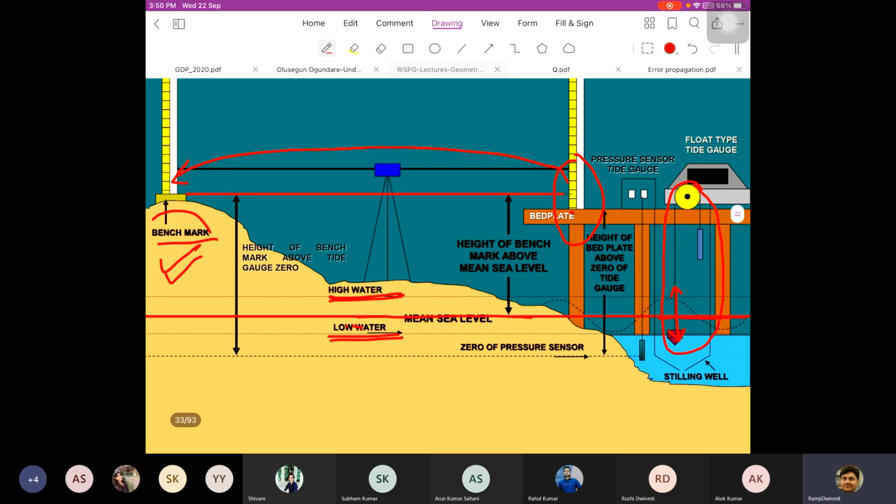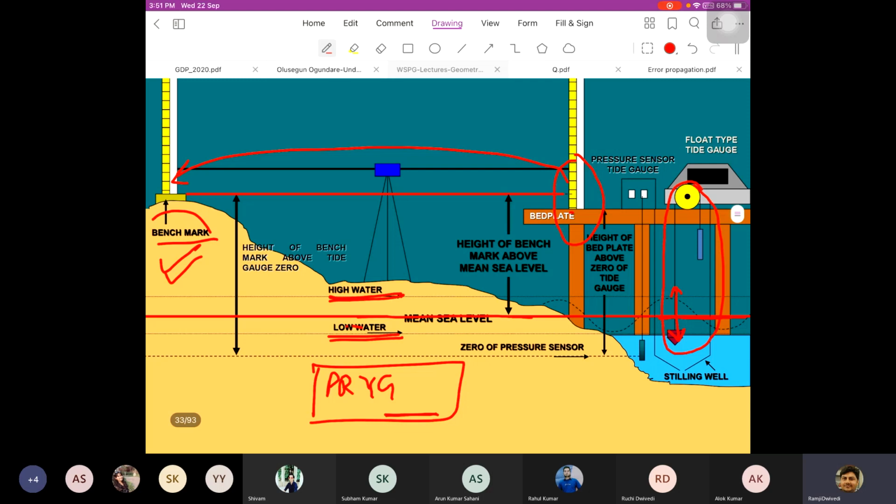The nearest possible benchmark is your railway station, where it is written as the height above mean sea level would be this. From any station, you have a name, let's say Prayagraj, PRYG, and then at the bottom it would be written as Samudratal Se Unchai. That would be a height above mean sea level, which is nothing but transferred from the benchmark. Okay, so this is a very small representation.